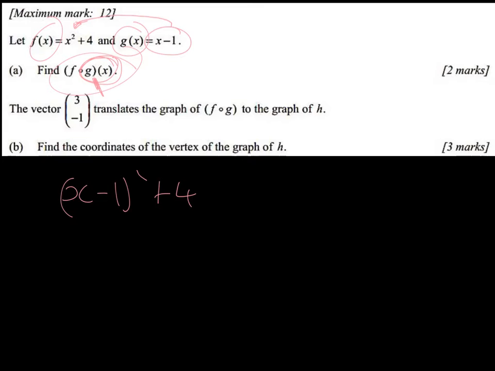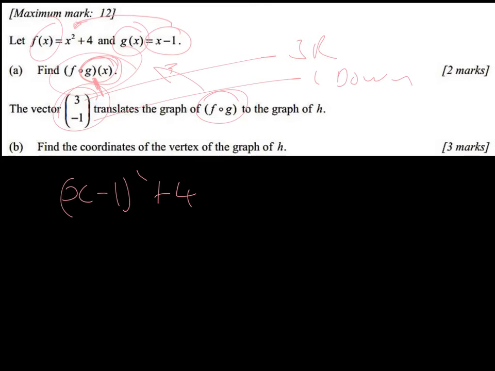For part B, we are told that the vector 3, negative 1 translates the graph of f of g to the graph of h. So this is essentially what we've got in part A. So this is f of g, and this is just vector notation. This question doesn't really have anything to do with vectors per se. It's just a notation which we should recognise. 3 means it's going 3 to the right, and negative 1 means it's going 1 down.